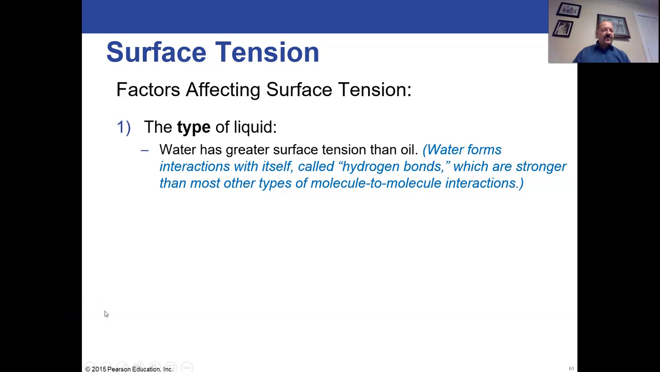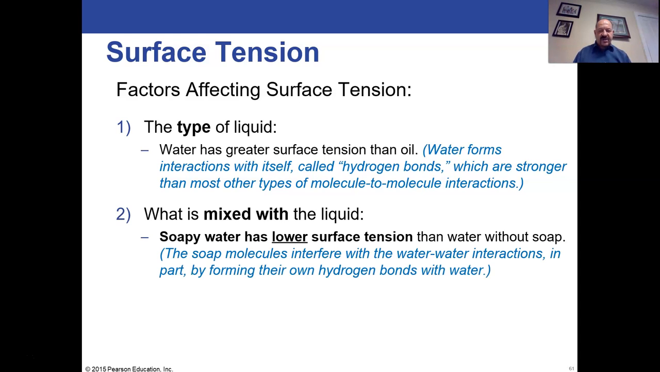Now, there are other molecules that are not quite as great. Oils don't tend to be nearly as cohesive and therefore have less surface tension. You can also mix things with a liquid to lower surface tension. If you interfere with the cohesive interactions between the same molecules, by having other interactions like adding soap, so that the soap forms interactions with the water to block some of the water-water interactions, you can interfere with these hydrogen bonds by forming different hydrogen bonds with the soap and therefore lowering the surface tension of the water.